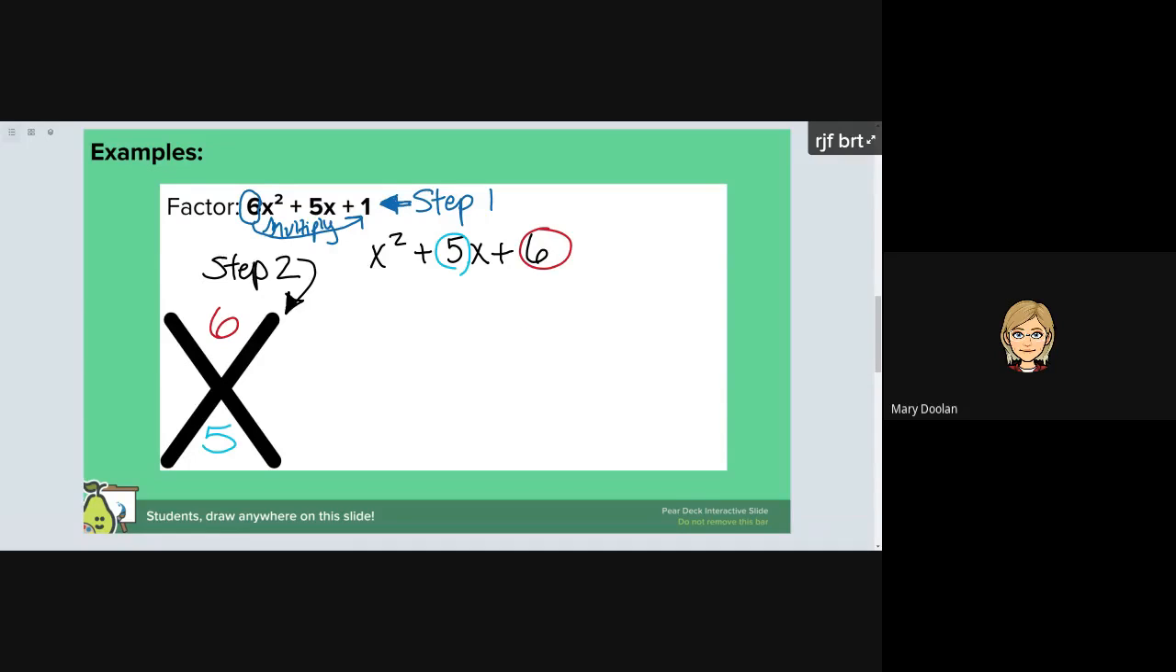So I could put 2 on this side and 3 on this side, or 3 on the other side and 2 on the other side, okay? But they do multiply to give me 6 and add to give me 5. So my factored form of this expression is now x plus 2 and x plus 3. So this is also step 2, those two things. Use the magic x to factor.